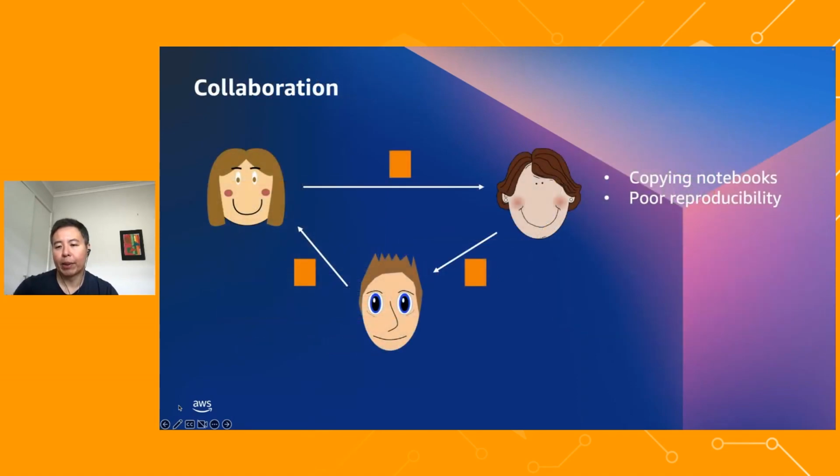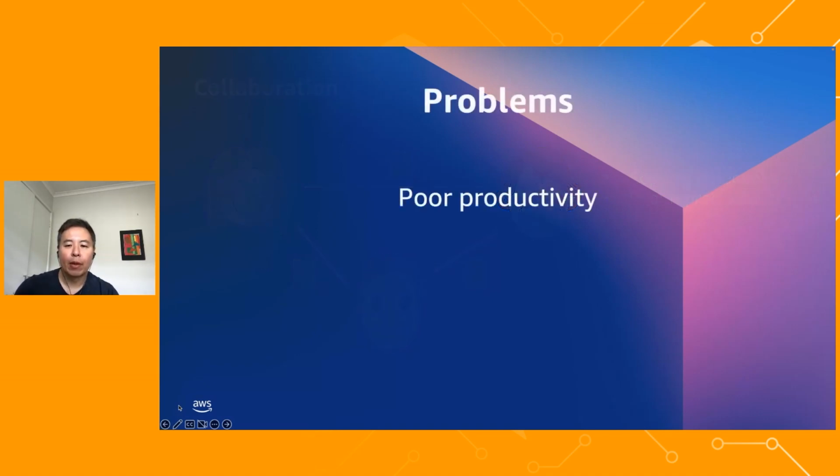Collaboration is also one of the big problems that we face. We used to copy and send notebooks around to each other's laptops, which can easily get lost and leads to poor experiment reproducibility. So all of the above problems lead to poor productivity.